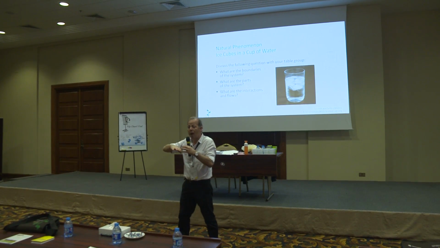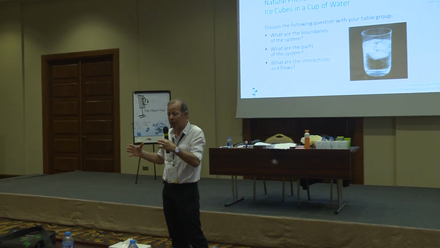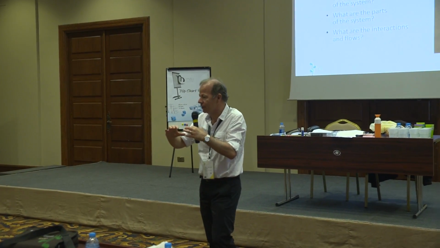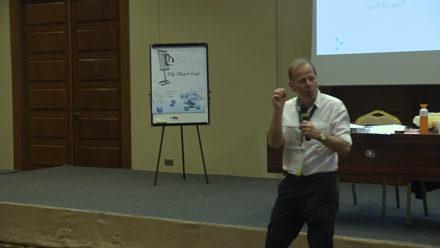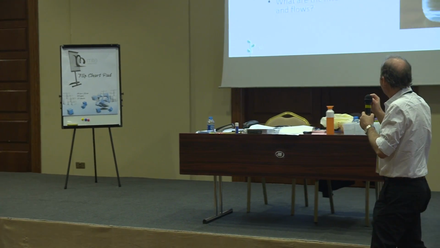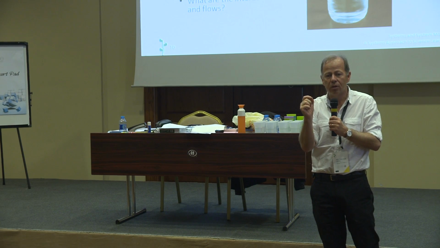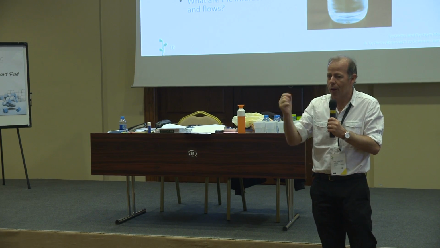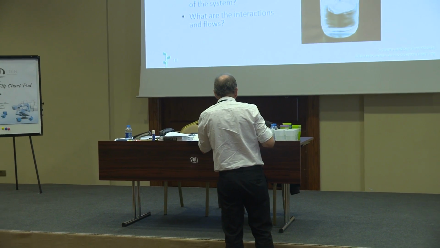You know, so the boundary could be, is it the entire country of Jordan that we need to consider when we talk about a cup with ice? Or is it the whole center, or maybe this room? Or how big is it? What are the parts? And what are the interactions? And what are the flows, especially of energy coming in or out of the system? So I want you to think about this and talk with each other while I give you the ice cubes.